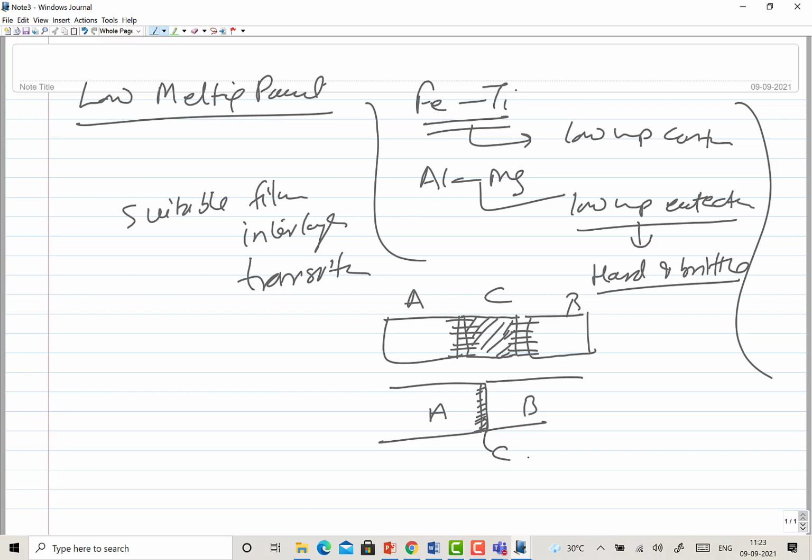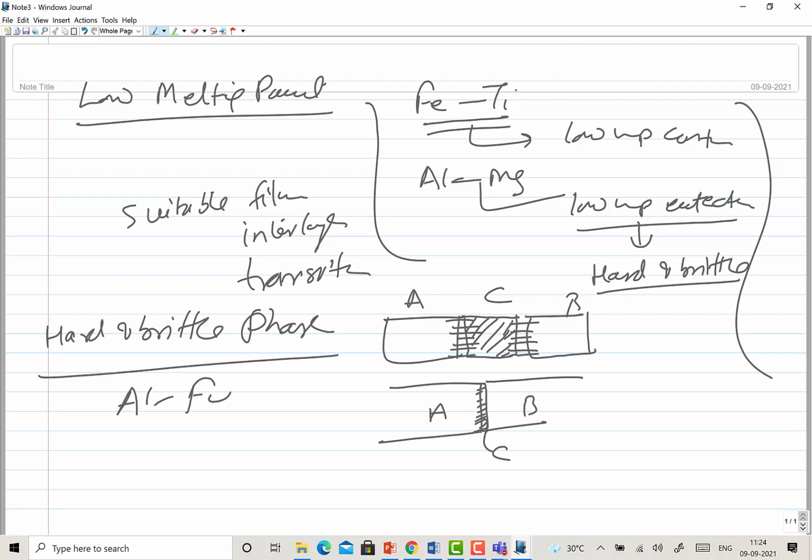So that also can help you to avoid forming such low melting point phases, or it can also help to deal with the differential thermal expansion coefficient, about which I will be talking a little later. Okay, and there are some combinations which form very hard and brittle constituents at the interface, brittle phases at the interface, and the most common one which is known is the aluminum and iron combination.